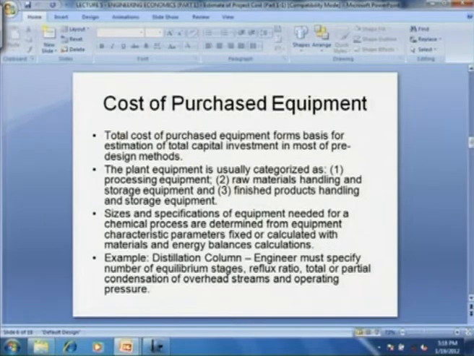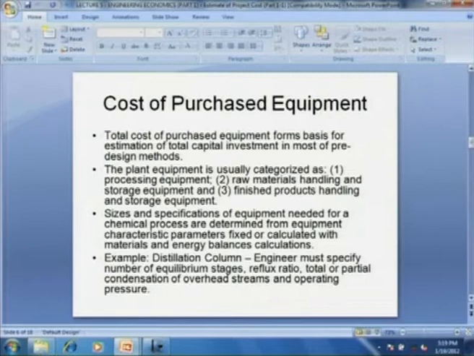Then let us see how we determine the cost of purchased equipment. The total cost of purchased equipment forms the basis for estimation of total capital investment in most of the pre-design methods. The plant equipment is usually categorized as processing equipment, raw material handling and storage equipment, and finished products handling and storage equipment. Then the cost of equipment basically depends on its size. So, sizes and specifications of equipment are needed for a chemical process, and these are determined from the equipment characteristic parameters, fixed or calculated with material and energy balance calculation.